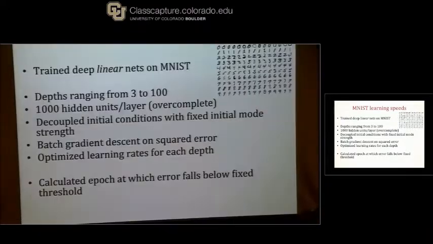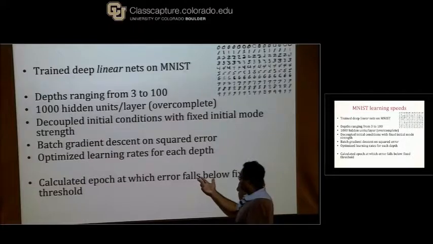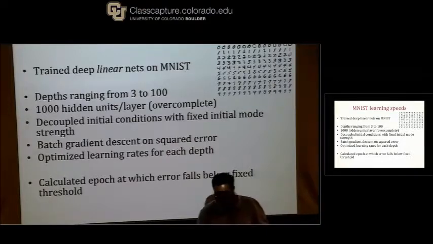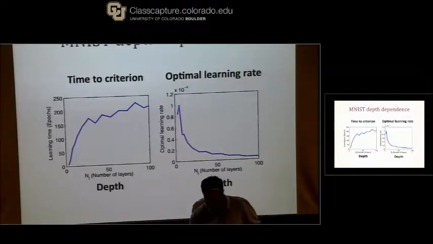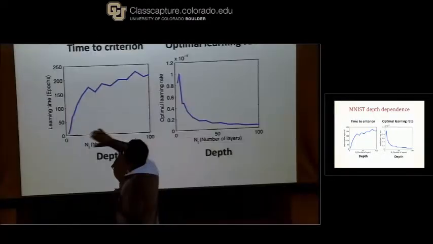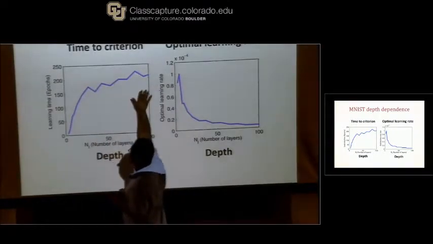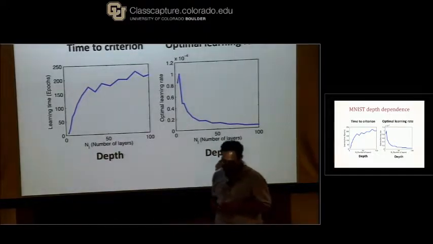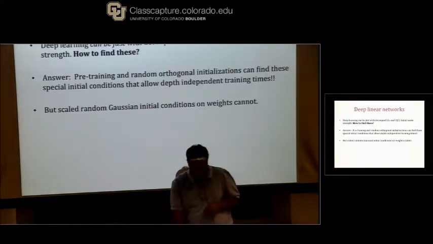And then you calculate the number of gradient evaluations, or number of epochs, at which the error falls below a threshold. So that's basically a measure of how long it took you to get to some good level of error, or some small level of error. Okay? Then what we find is that as the depth gets very, very large, the learning time saturates. Okay? For this dynamically critical initialization.